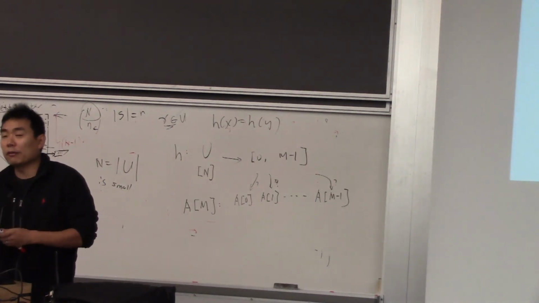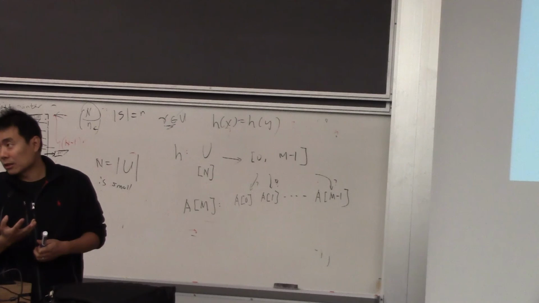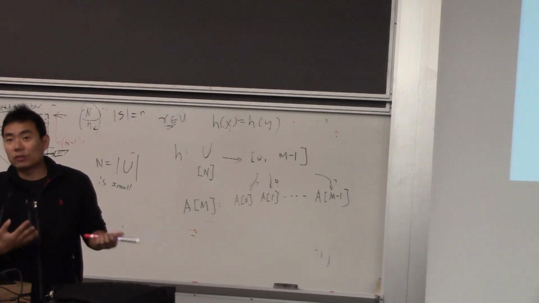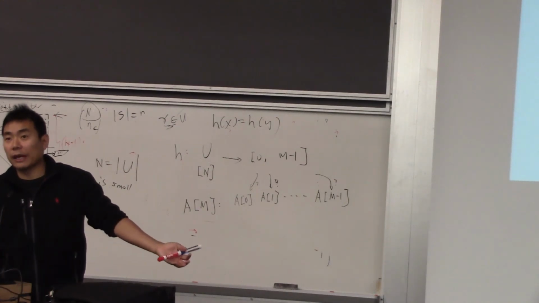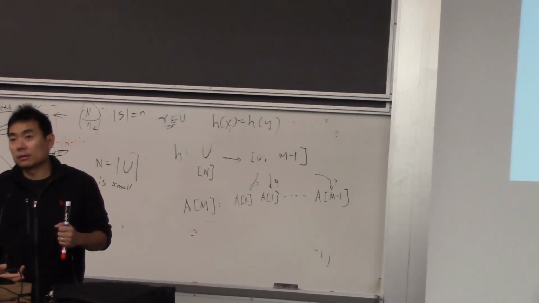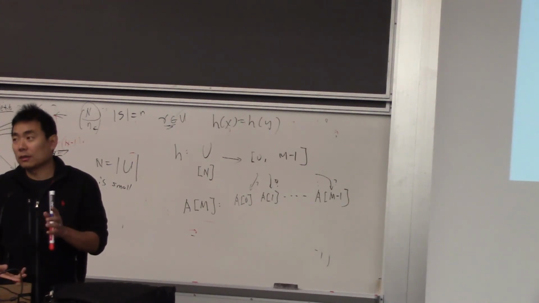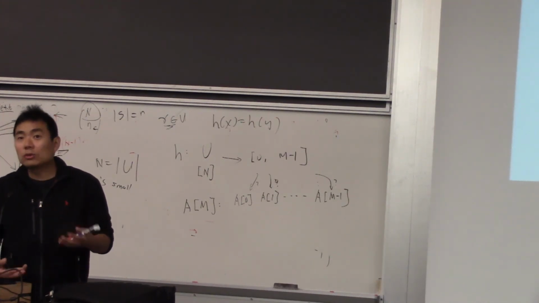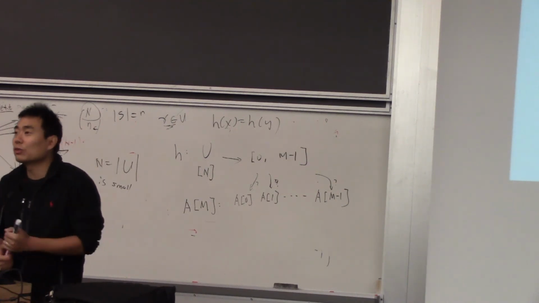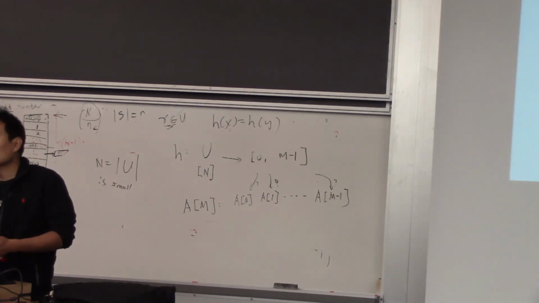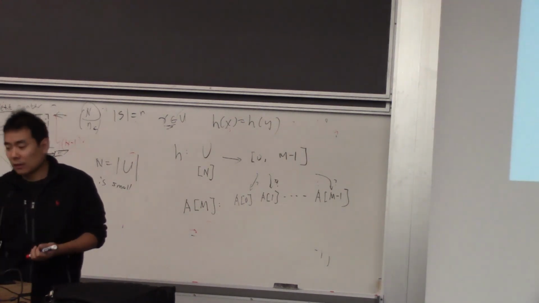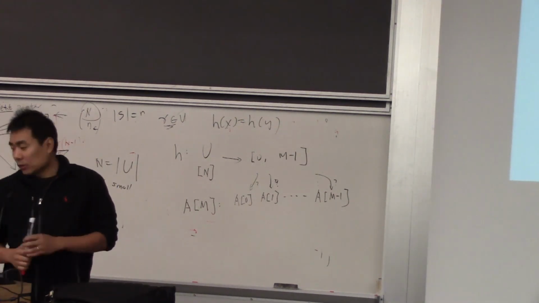Why? Because if you have too many collisions, that means you do not have a balanced distribution of these elements into this array A. Do you follow me? So basically the idea is you want to reduce the probability of collision. The question is how to do that.